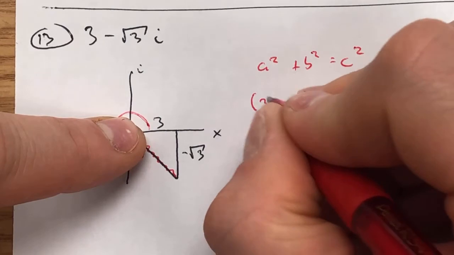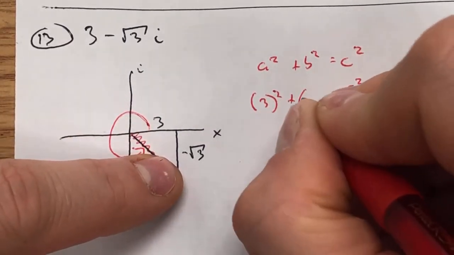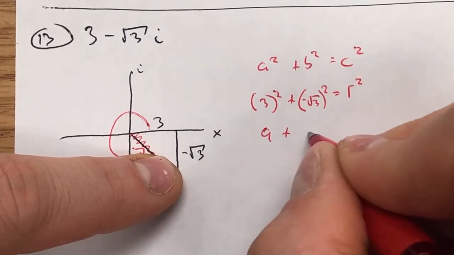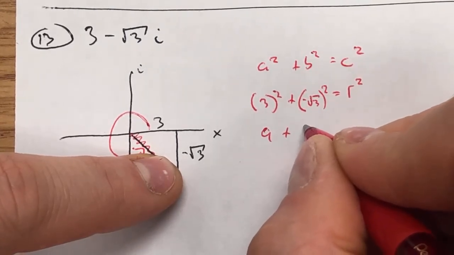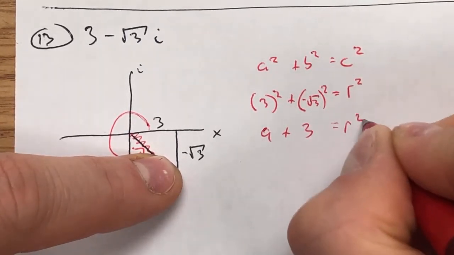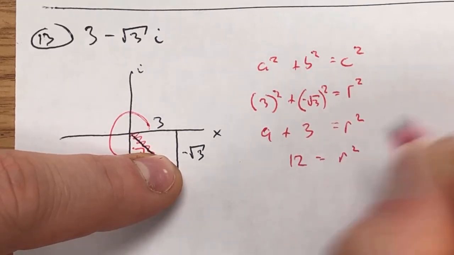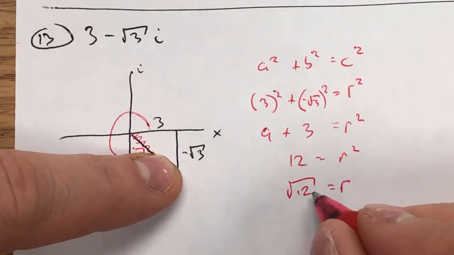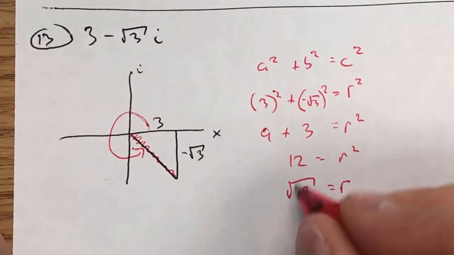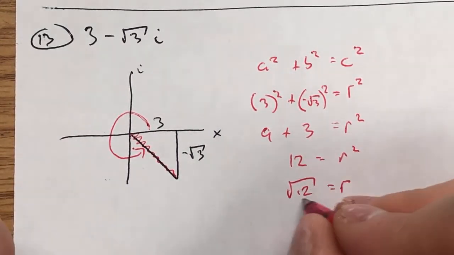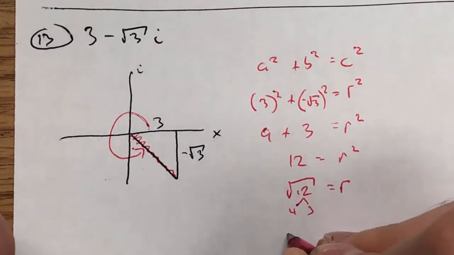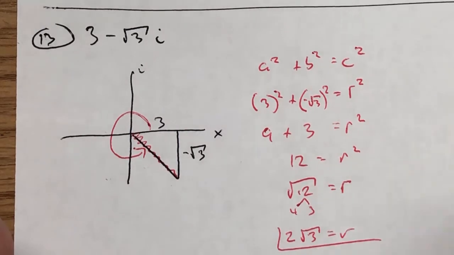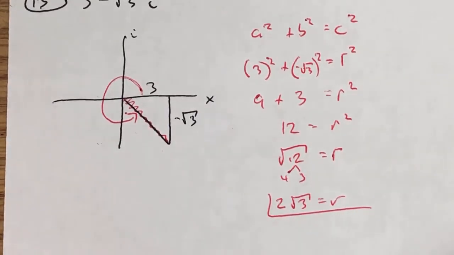I'm going to take 3 squared and add it to negative root 3 squared. So 9 plus 3, 12, root 12. If I wanted to simplify this a little bit more, I could factor that into a 4 and a 3, which is 2 root 3, equal to r. Okay, so my modulus is 2 root 3.